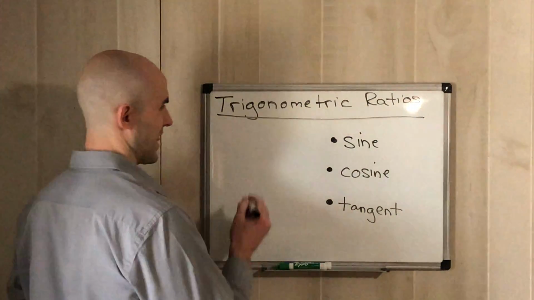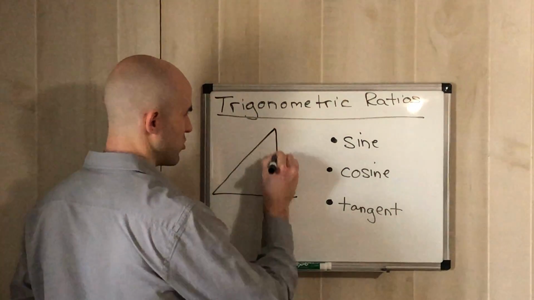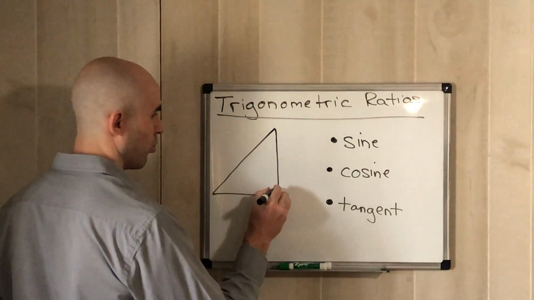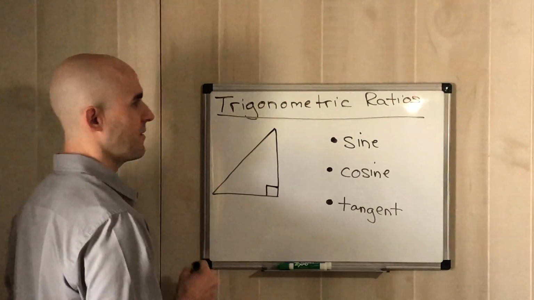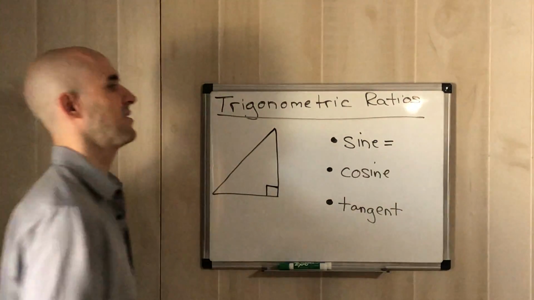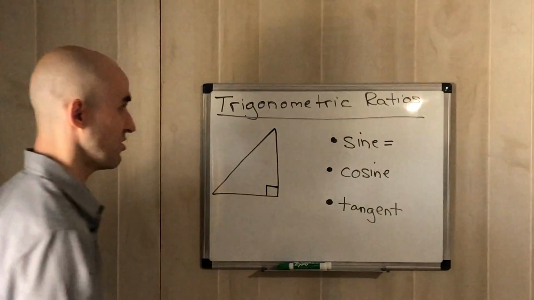So when we're looking at these, all three of them relate to a right triangle, right? And it has to be a right triangle, because if it's not a right triangle, we cannot use any of these, right? And all of this has certain relationships. Sine has a certain relationship, cosine has a certain relationship, tangent has a certain relationship, right?